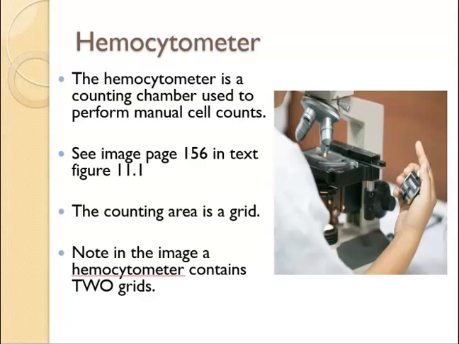And just to note, the hemocytometer contains two grids because we're going to count one grid to start with, and then we're going to go over to the second grid and count the second grid, and we're going to take the two numbers from each individual grid and add them together to get an average cell count from the two grids.